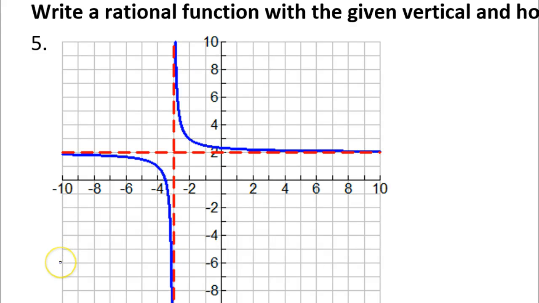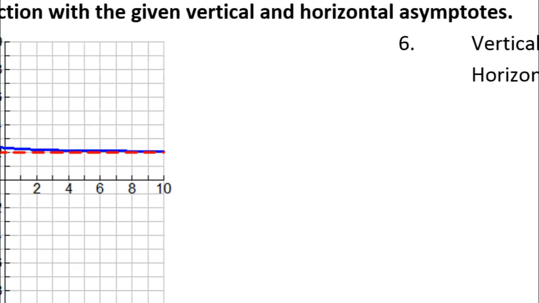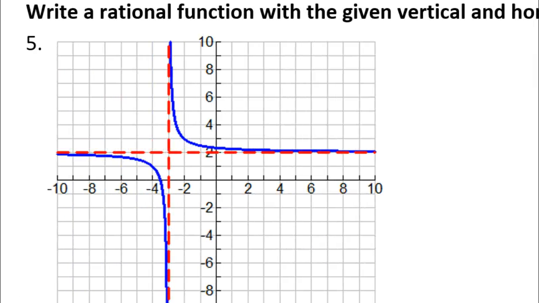Alright, in this video we will be answering some questions about rational functions. Rational functions are functions where you have a numerator and denominator, and you have some sort of a polynomial in the numerator and another polynomial in the denominator. Now, for problem number 5, we're supposed to write our own rational function given the vertical and horizontal asymptotes.